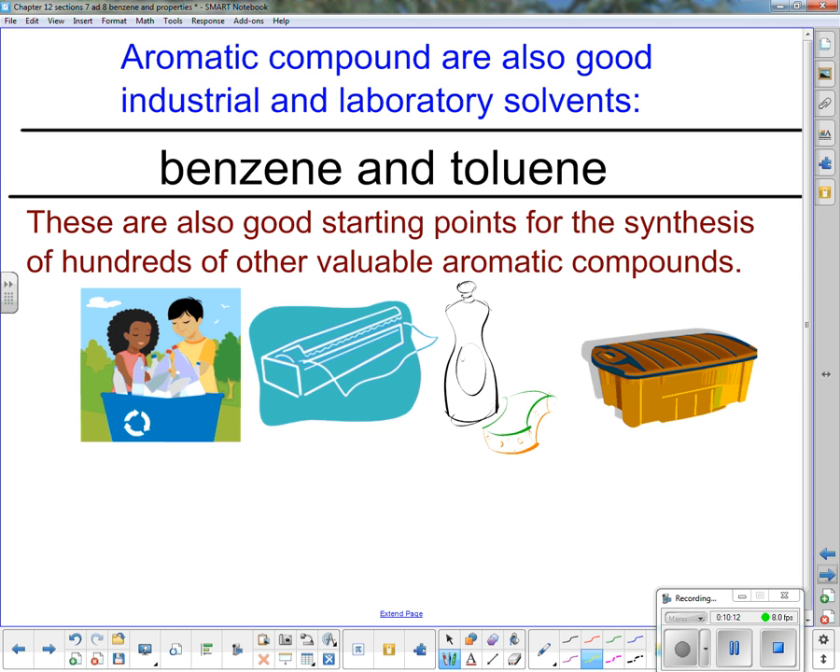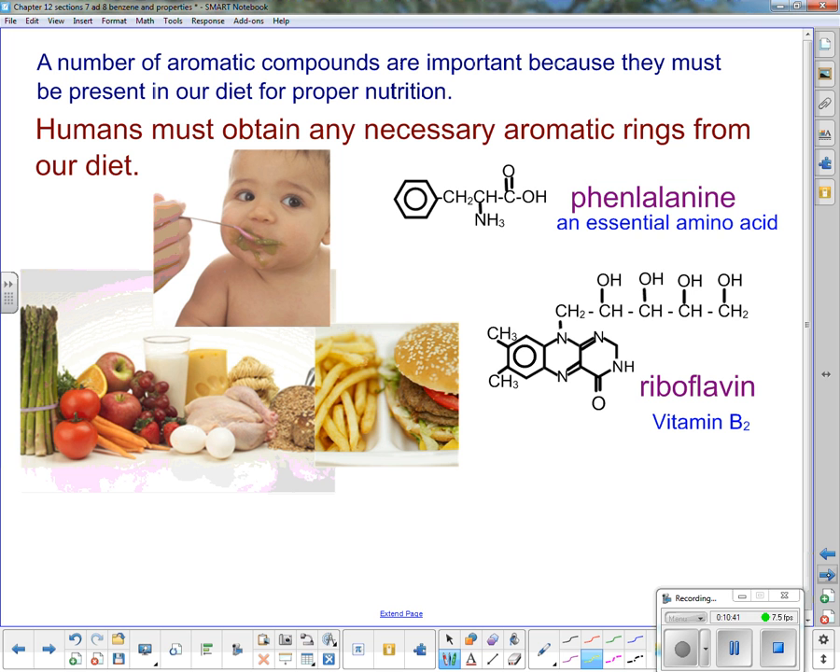We have benzene and toluene that are used in industrial and laboratory settings as solvents. They make really good solvents and degreasers, but we have to be careful how we use them and what we do around them. They're also very good starting points for the synthesis of hundreds of other valuable aromatic compounds that make our plastics, that make a lot of the things we use in our daily lives. So they are good. They have good things. We just have to be careful with them.